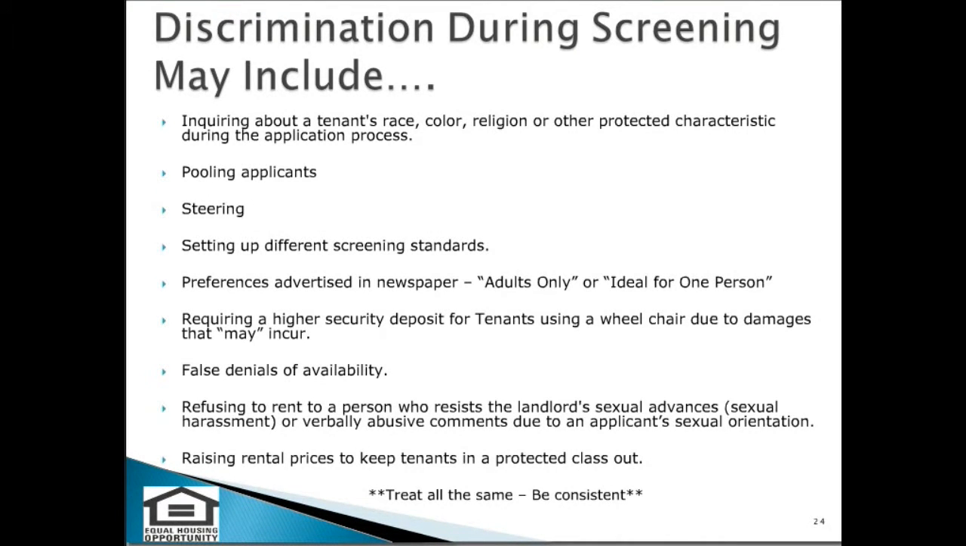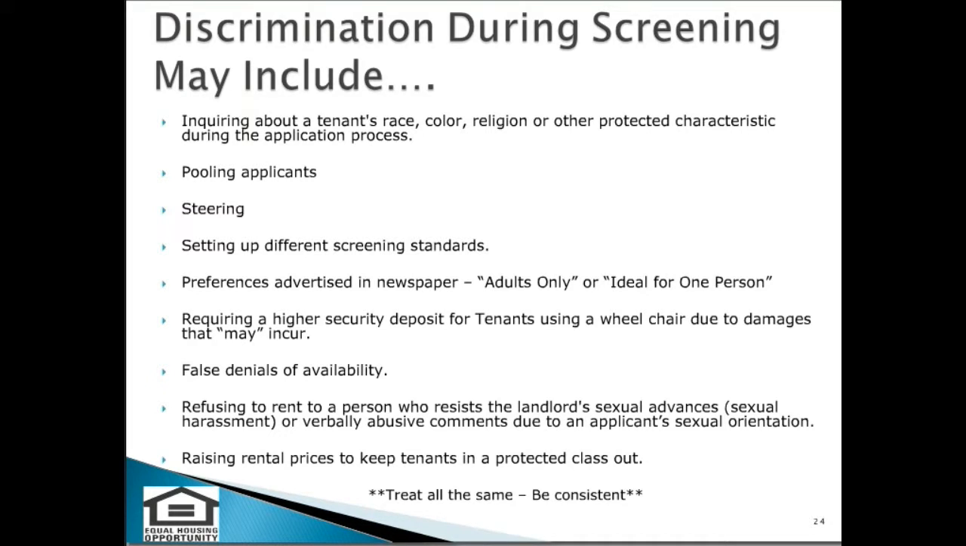Discrimination during screening may include inquiring about a tenant's race, color, religion, or other protected characteristic during the application process. Pooling applicants. Pooling applicants refers to receiving many applications in a short period of time, and instead of screening them on a first-come, first-served basis, a landlord picks and chooses applications to screen. Steering. An example of steering is directing applicants with children to a particular building.